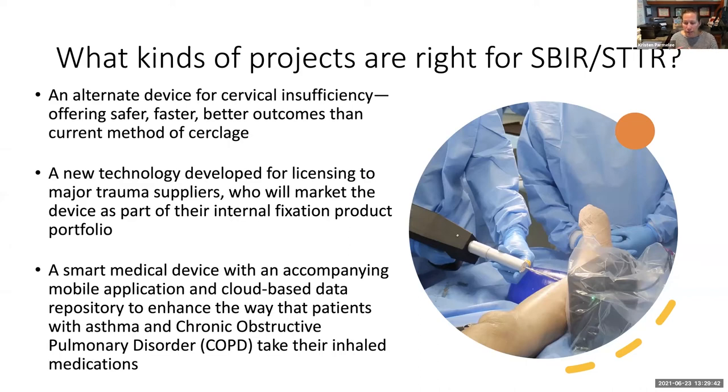The picture is the next one. This is a technology developed specifically to license to major trauma suppliers. So this principal investigator, the company founder, has no intentions of selling these to the public. He wants this to be acquired by a trauma supplier. And this is a product used for internal fixation surgeries of intramedullary nails.